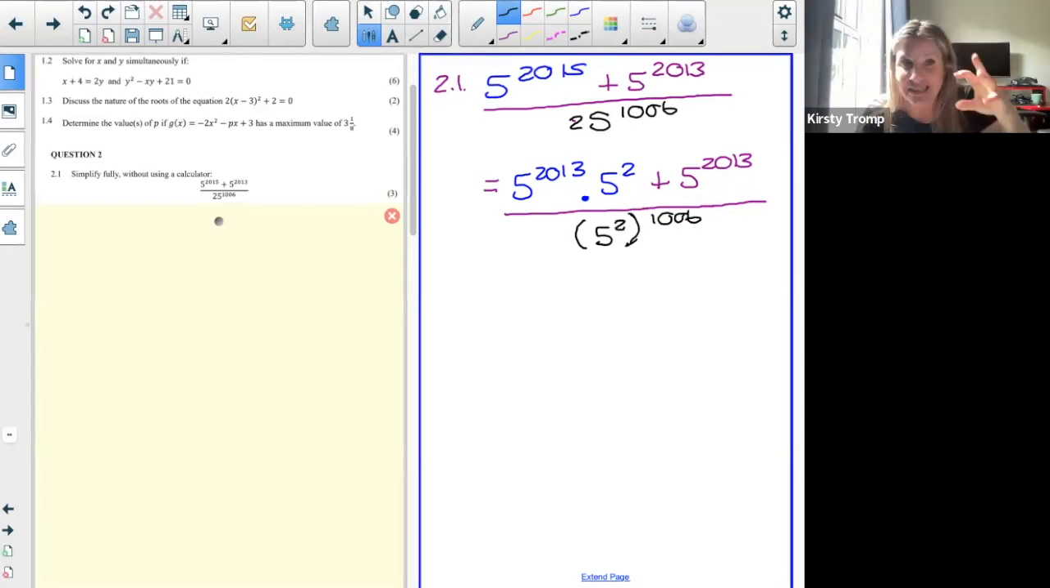Why did I do that? Because I can split it up. I'm allowed to do that. Why can I split it up? Because when we have the same base, you keep the bases and you add the exponents. Plus 5 to the power of 2013, I'm happy to leave it like that. On the bottom, 5 to the power of 2. I made 25 into 5 to the power of 2, to the power of 1006.